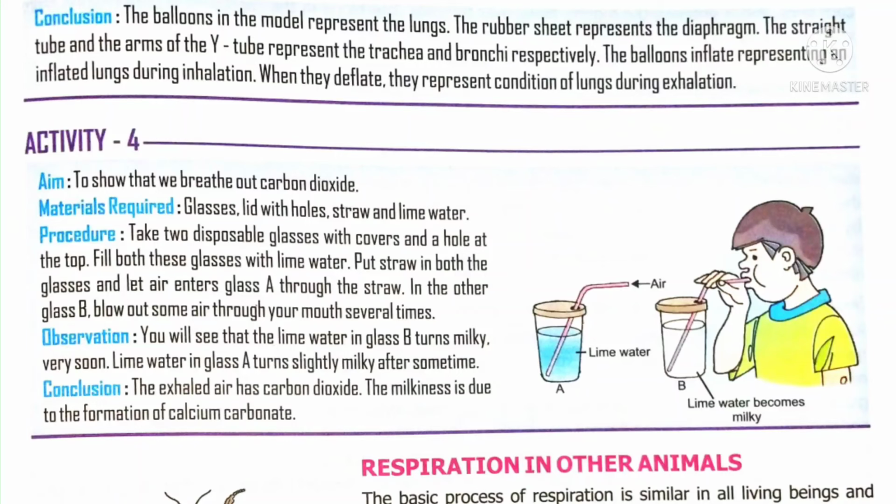In the same way, we do not blow air through the straw in glass A. So finally what happened? Glass B, which contains lime water, turns milky very soon because exhaled air has a greater amount of carbon dioxide. Whereas in glass A, air is entering slowly, so the reaction takes place slowly. It takes time to turn milky.